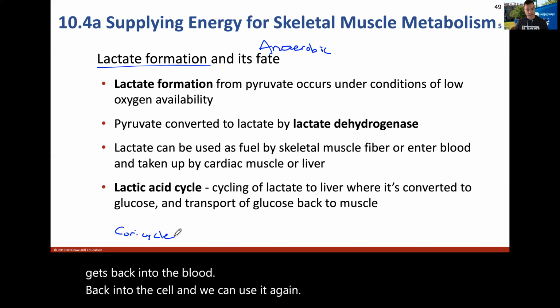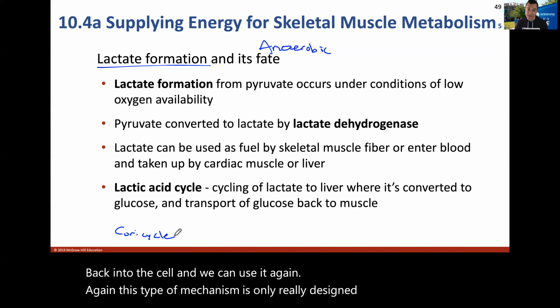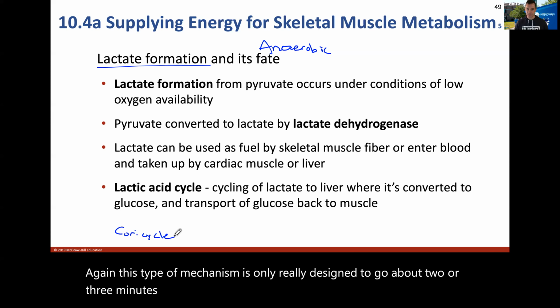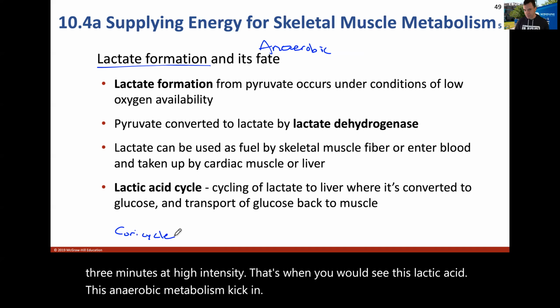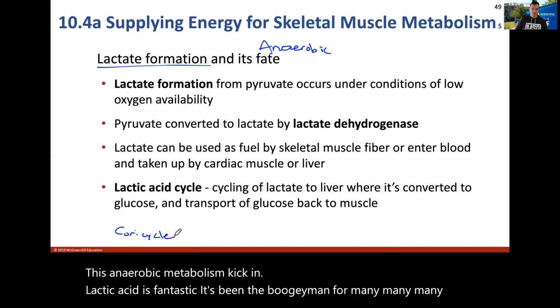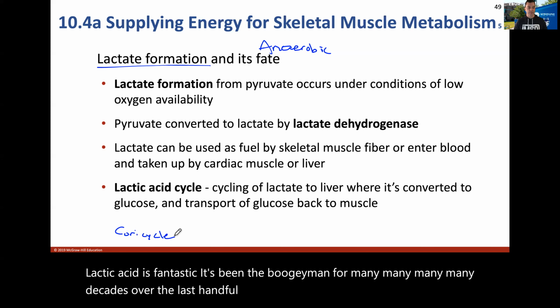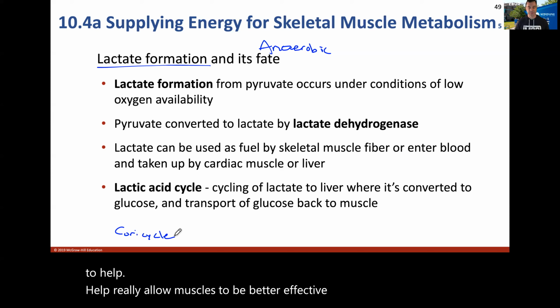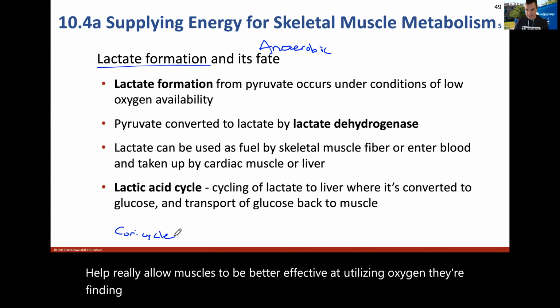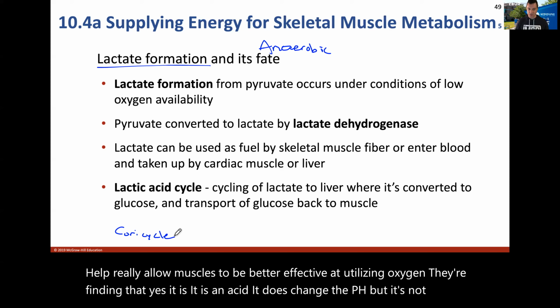Again, this type of mechanism is only really designed to go about 2 or 3 minutes at high intensity. That's when you would see this lactic acid, this anaerobic metabolism kick in. Lactic acid is fantastic. It's been the boogeyman for many decades. Over the last handful of years or so, it's actually been shown to really allow muscles to be more effective at utilizing oxygen. Okay? They're finding that yes, it is an acid. It does change the pH, but it's not so negative in that regard.